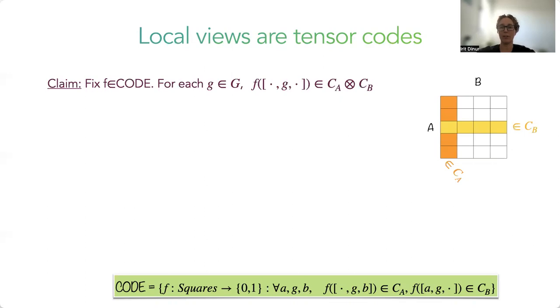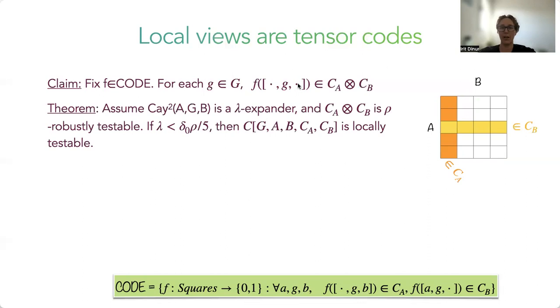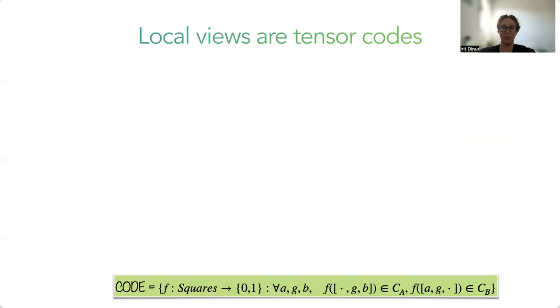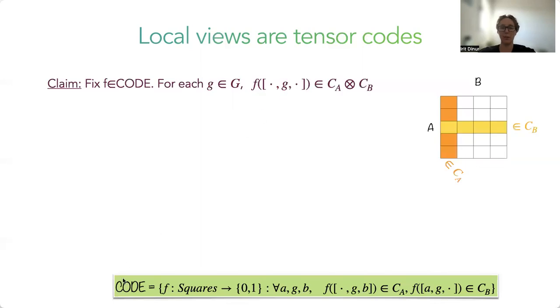Let's look at the specific vertex G, and let's fix some code word F. So F is a code word on the entire set of squares, and we look at it just on the squares around a specific vertex G. So we just look at F on the squares around G. And the point is, I copied here at the bottom the definition of the code.